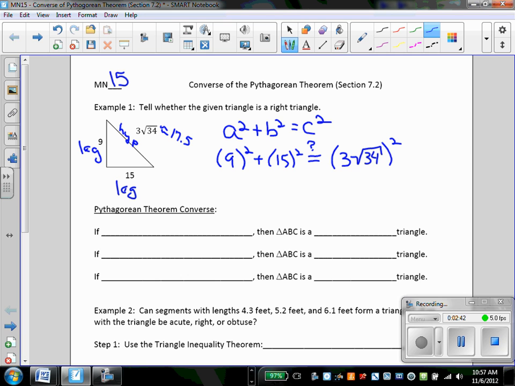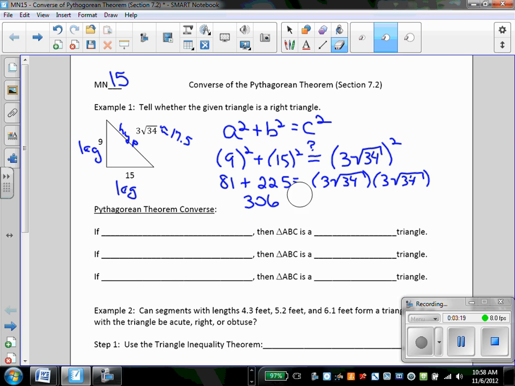So 9 squared is 81, plus 15 squared is 225. And this over here is what we have to be careful with on this right-hand side. I'm going to expand it out. So 3 square root of 34 squared is 3 square root of 34 times 3 square root of 34. Now, I'm going to multiply those two numbers together, but on the left side here, let's just simplify this one last step. That 81 plus 225 is 306. And again, we want to know if it's equal or not equal to that right-hand side.